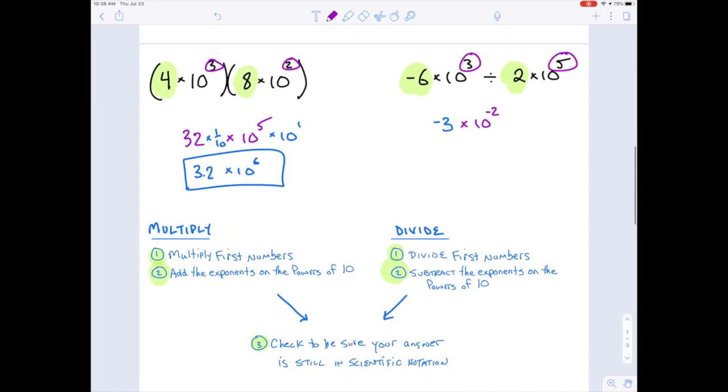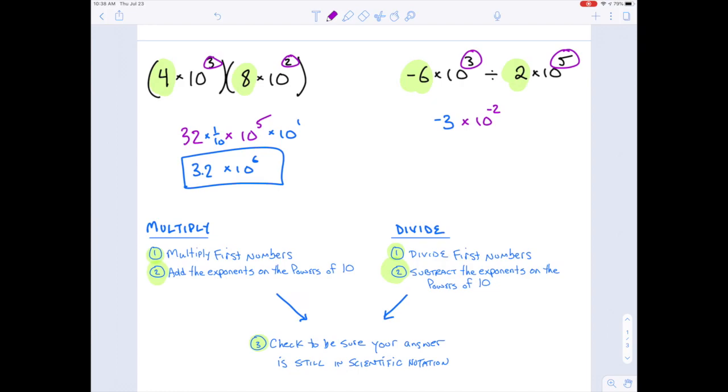And then step number 3. Check to make sure your answer is still in scientific notation. This is between 1 and 10, or in this case, negative 1 and negative 10. So we're done. And that's it. That's how every single multiplication and division problem works using scientific notation.